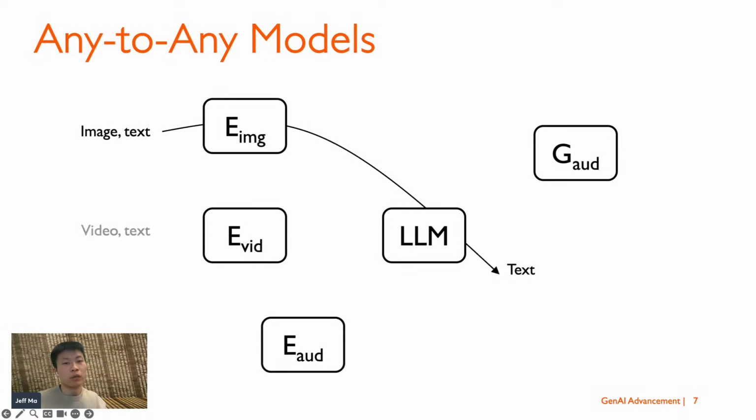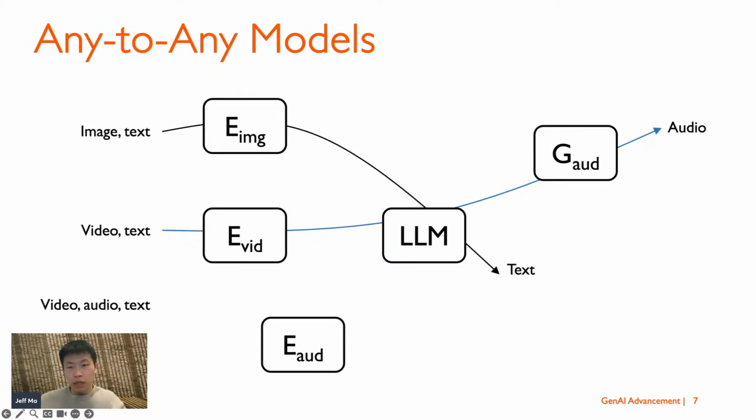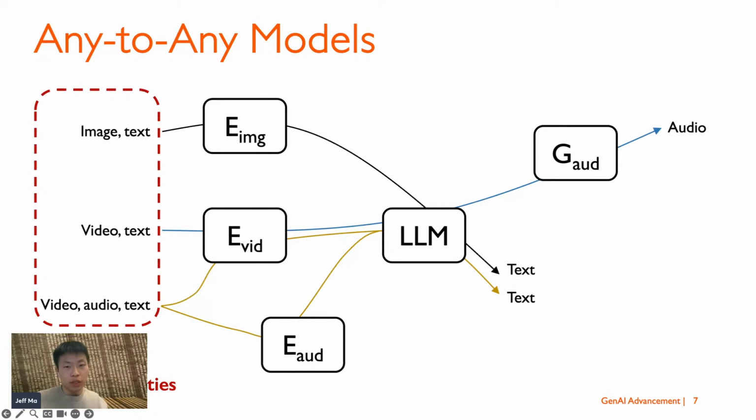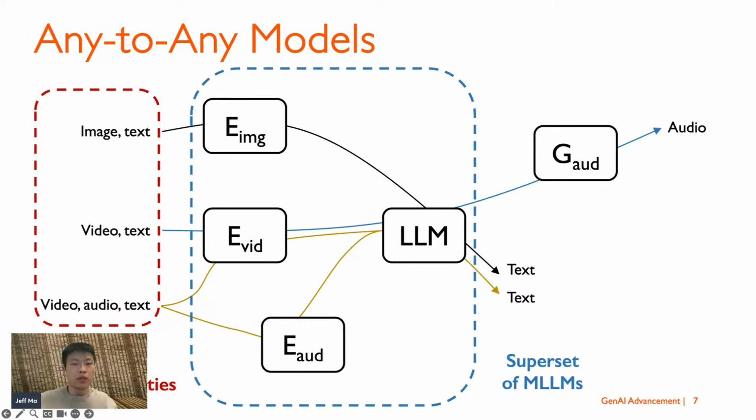For a request with video and text input asking for audio output, this will invoke the video encoder, the LM, and the audio generator. Then for a request with video, audio, and text input asking for text output, this will invoke the video encoder, the audio encoder, and the LM. So here we have two observations for these any-to-any models. First, requests have heterogeneities because they may have different input modalities and ask for different output modalities. Second, these any-to-any models are a superset of the multimodal input LMs we just saw.